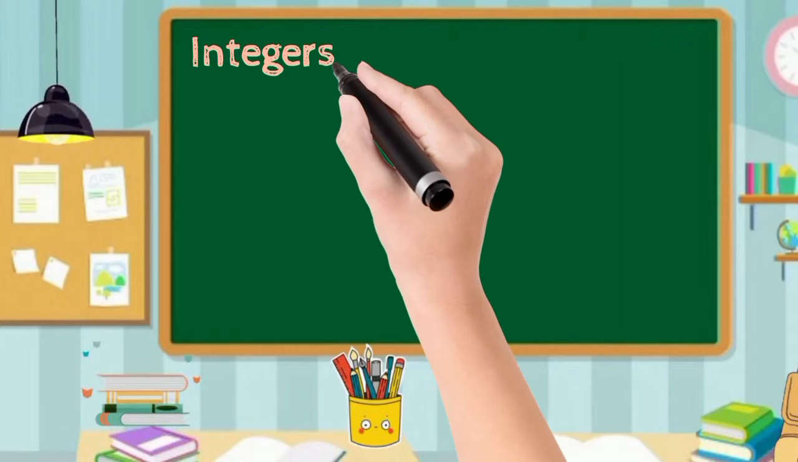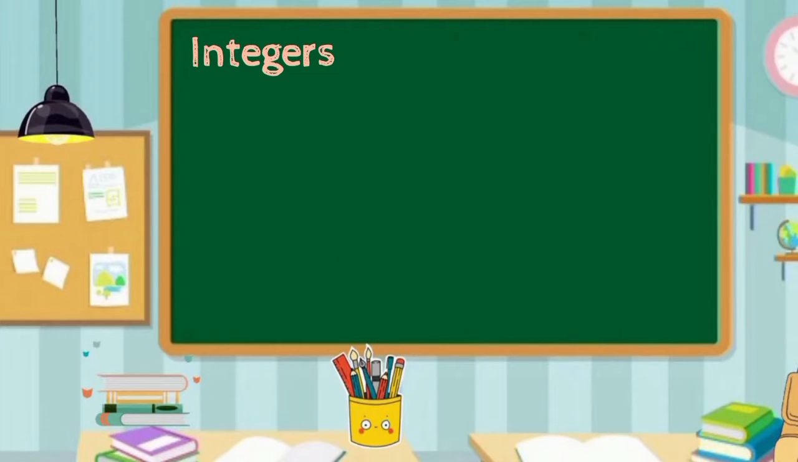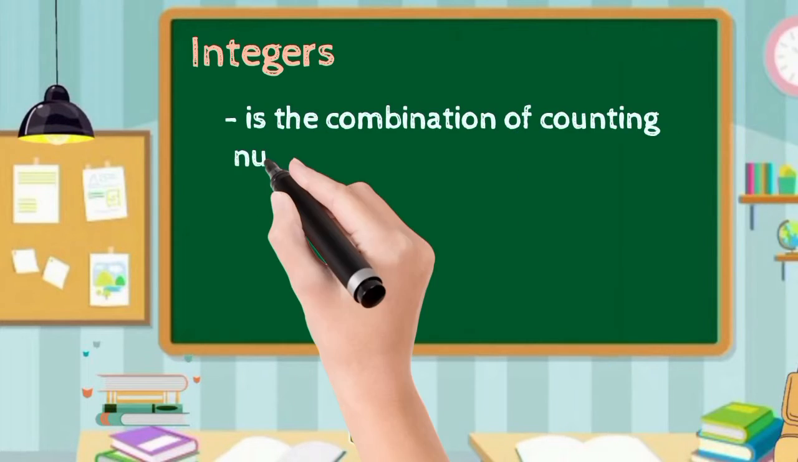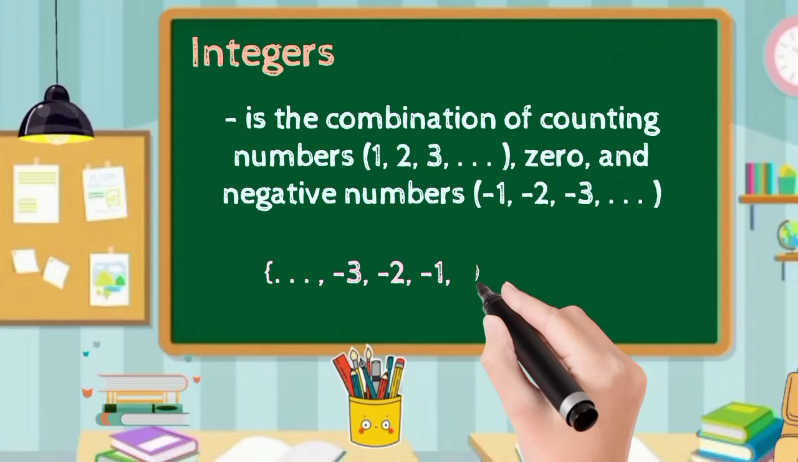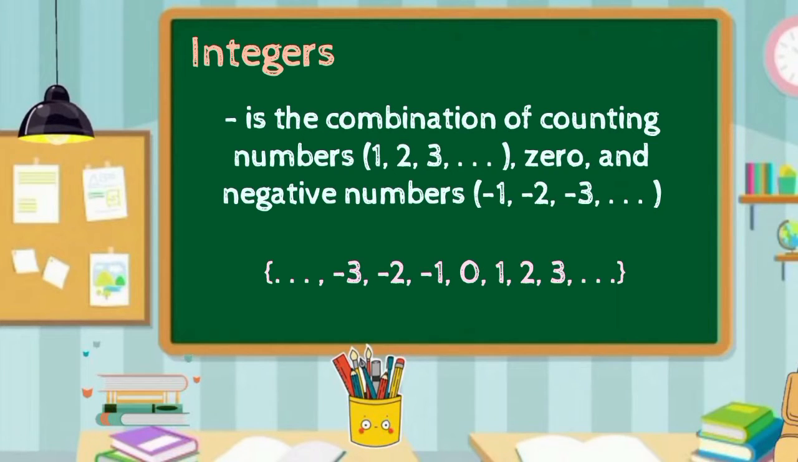Do you know what an integer is? Yes! The integers are the combination of the counting numbers 1, 2, 3, and so on, 0, and the negative numbers -1, -2, -3, and so on.